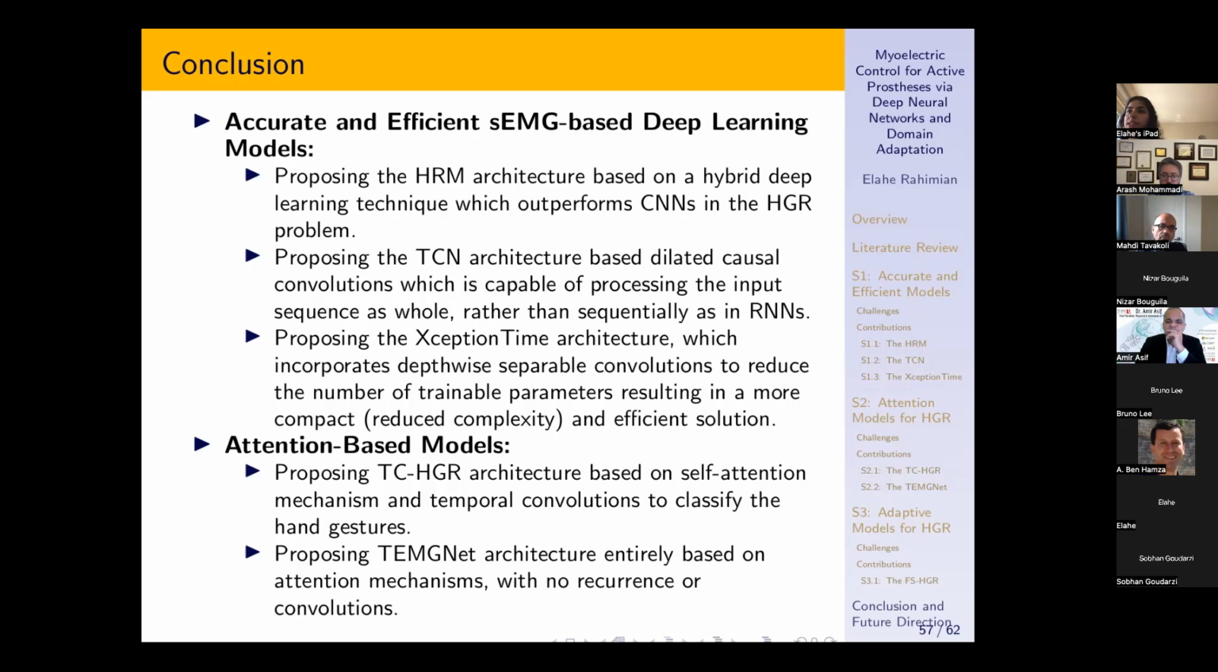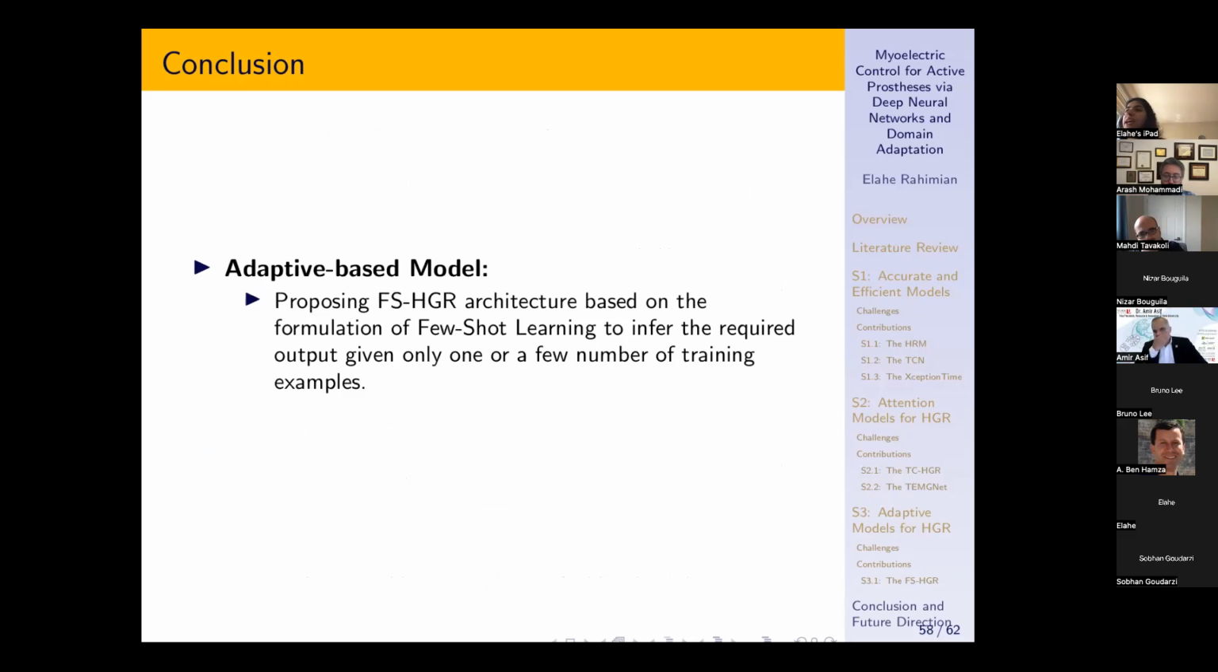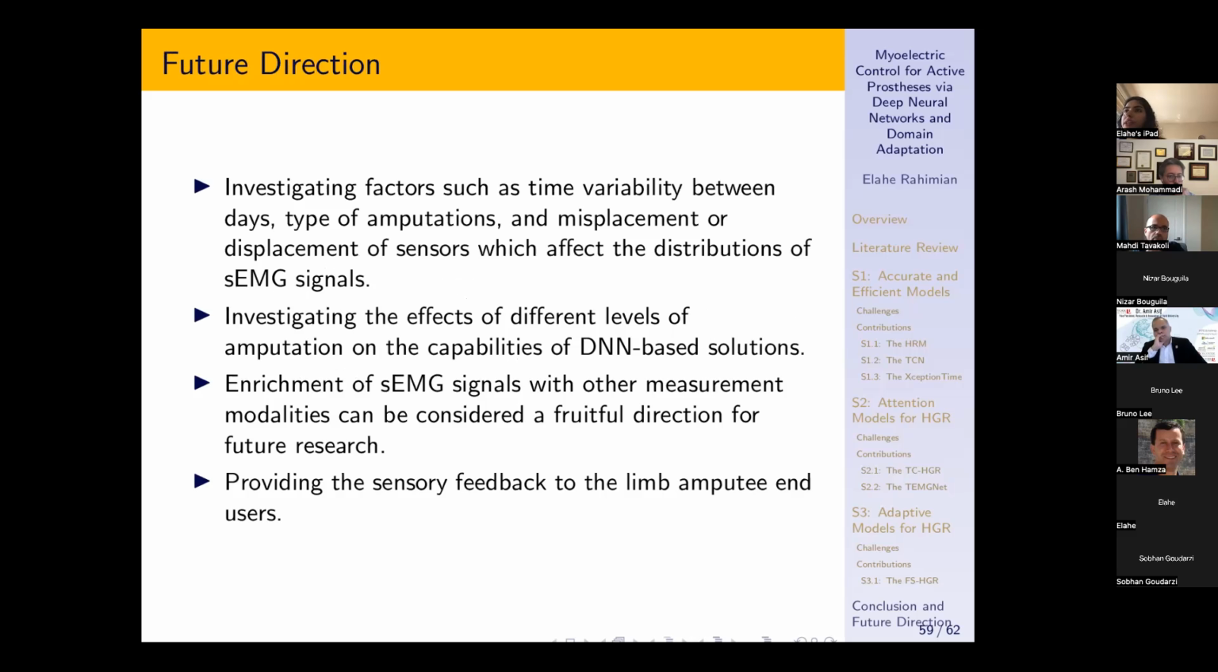After that, we focused on attention-based models. We proposed 2 architectures. The first one was TCHR, and the second one was TEMGNet. And after that, we focused on the adaptive-based models. So we proposed an architecture which is trained based on minimal training data and can be adapted to new users or new gestures.